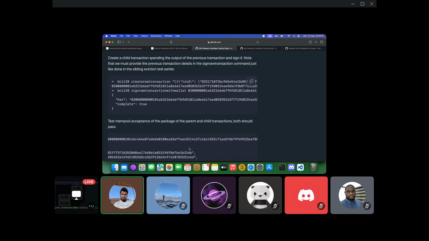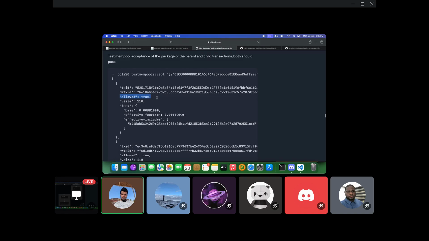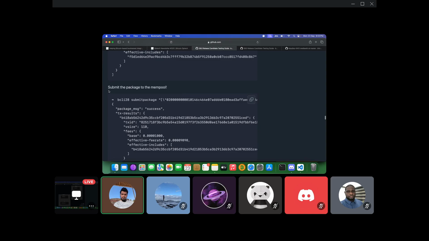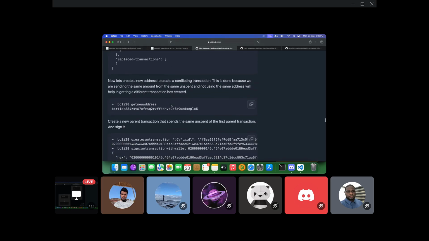So all right, we pass both the hexadecimal outputs of the child and the parent, and then is it allowed or is it not allowed? It's allowed. All right, so this package is allowed. Once it's allowed, what do we do? We submit the package using submit package. We submit both the parent and the child. So now we have a parent and a child package in the mempool.